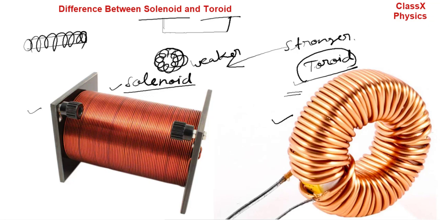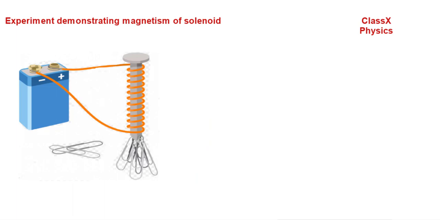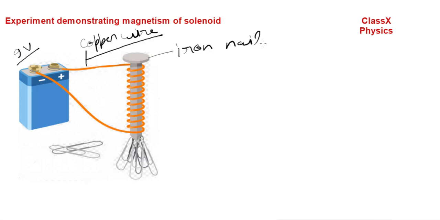Electromagnet. The magnetism of a solenoid can be observed by this experiment. This is a 9-volt battery and this is insulated copper wire. Insulated copper wire is wrapped over an iron nail. This is an iron nail. And these are small pieces of iron.